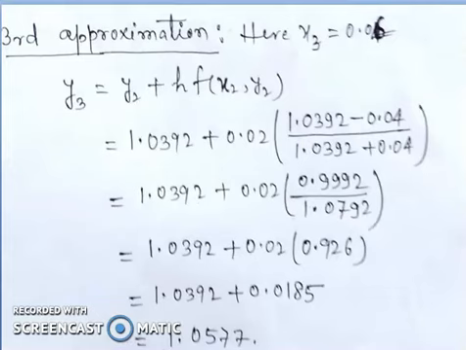Now the third approximation: the third interval x3 equal to 0.06, and the third approximation value of Euler's method is y3 equal to y2 plus h of f of x2, y2, that is 1.0392 plus h times the value of y2 minus x2 divided by y2 plus x2. On substituting the values and simplifying, we get y3 equal to 1.0577. So this is the third approximation result of Euler's method.